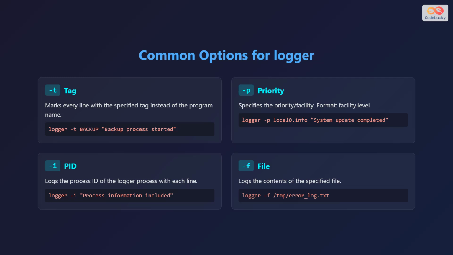Then there is the -i flag, which stands for PID. This option logs the process ID of the logger process with each line. For example, logger -i "Process information included." This includes the process ID in the log entry. The last flag is the -f flag, which stands for file. This option logs the contents of the specified file. For example, logger -f /tmp/error_log.txt. This command logs the contents of the error log file.